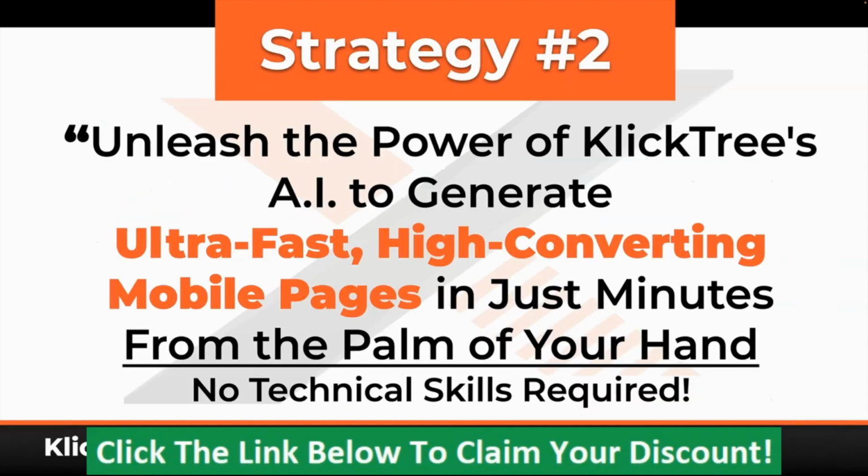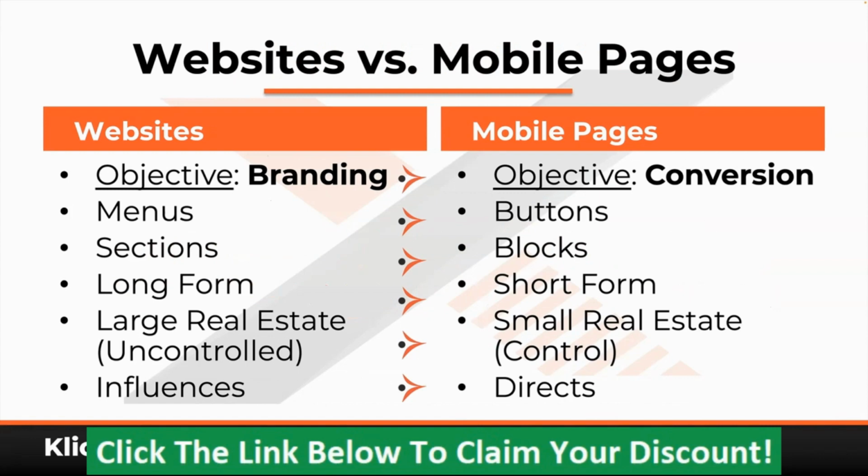Now, let's get into strategy number 2, because we all want to see KlickTree, right? So it's AI generated, it's ultra fast, and it's high converting. You can build that in minutes. Now, we have to understand that desktop websites and mobile pages are very different. The main objective of a website is branding. So websites don't become obsolete. They just become later in the process, especially when people want to get to know you. It's more for branding.